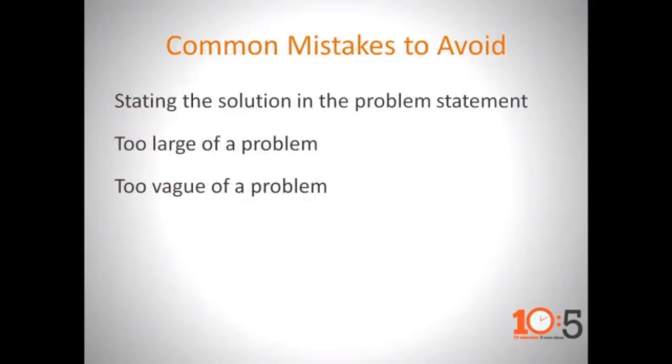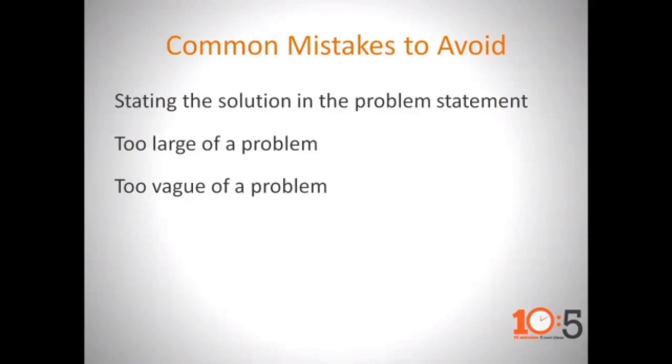There are 3 common mistakes that you'll want to avoid in writing a problem statement. The first one is stating the solution in the problem statement. Second one, too large of a problem. And the third one, too vague of a problem. Let me share an example with you. Stating the solution in the problem statement. Here's a bad example. The toast is burnt. We need to buy a new toaster. A better problem statement might read, we need to investigate why the toast is burnt.